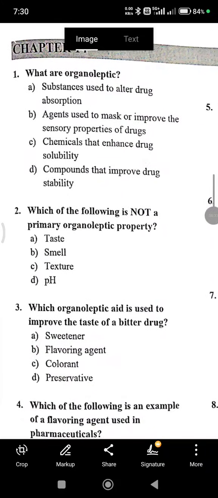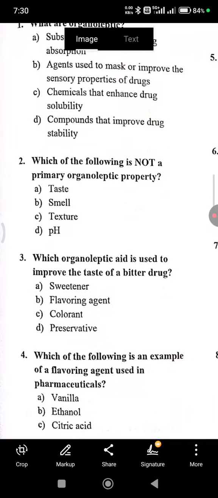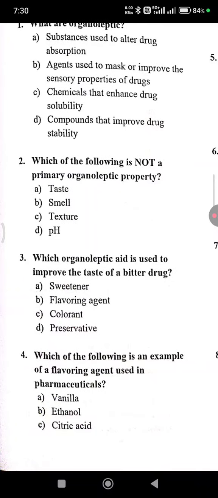Which organoleptic aid is used to improve the taste of a bitter drug? Option B, flavoring agent. That is flavoring agent. Which of the following is an example of a flavoring agent used in pharmaceuticals? That is option vanilla.